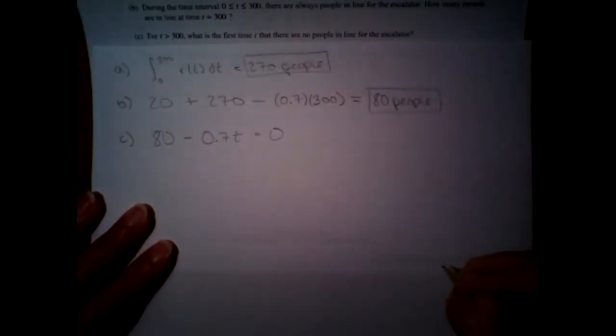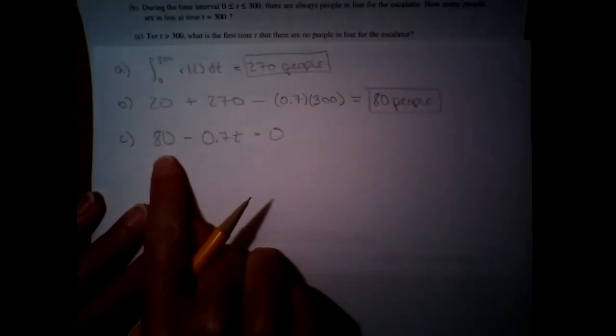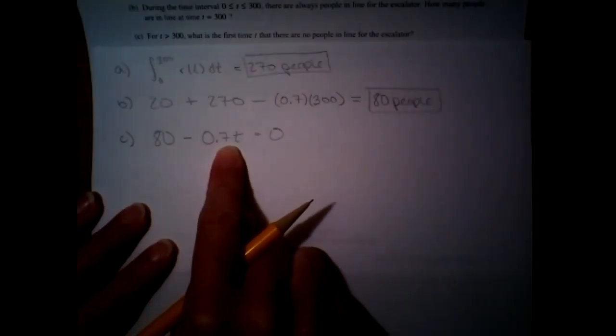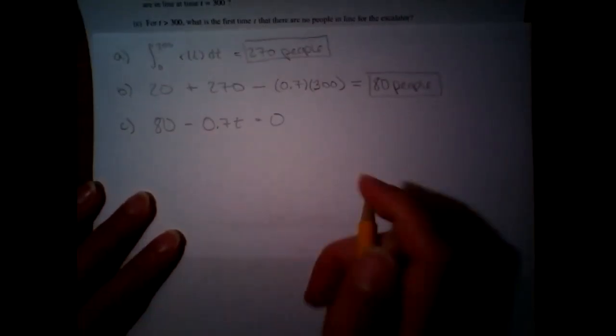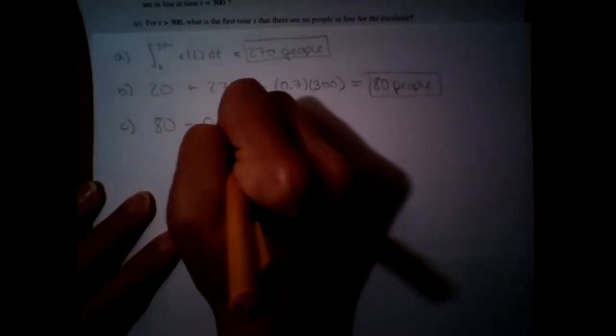We're subtracting 0.7 person per second, so I'm leaving that as t, and we want to make that equal 0. So again, at time 300, there's 80 people. No one else is getting in line. We're just going to subtract out the 0.7 person per second, set that equal to 0, and then solve this. So we're going to subtract over the 80.